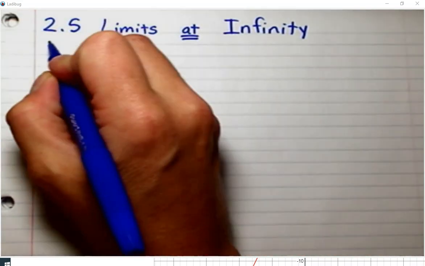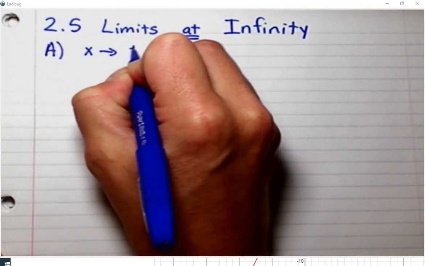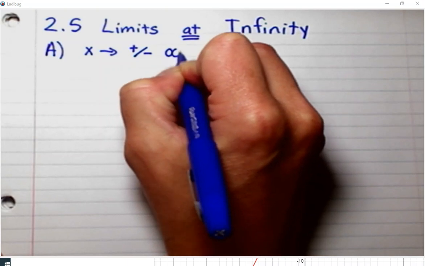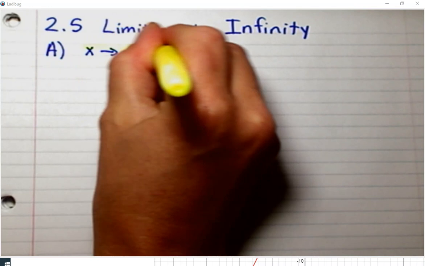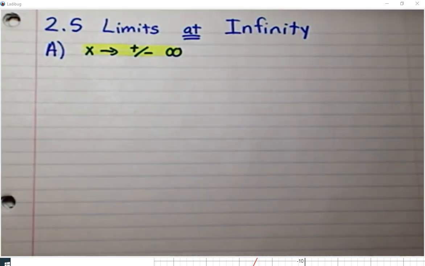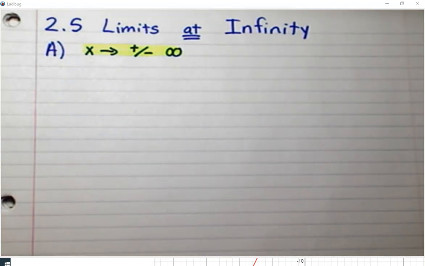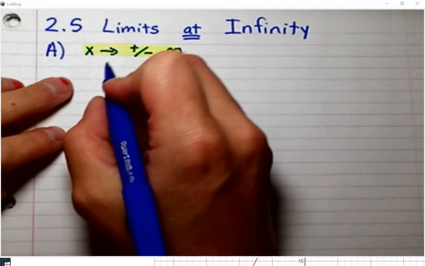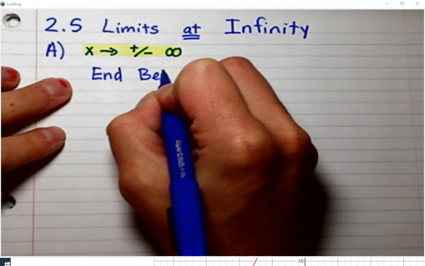So the first thing we have here is x arrow positive or negative infinity. So notice that this is different. Okay, 2.3, 2.4, x approaches a number. Today, x is approaching positive or negative infinity. When x is going to positive or negative infinity, this puts us in a different category called end behavior.